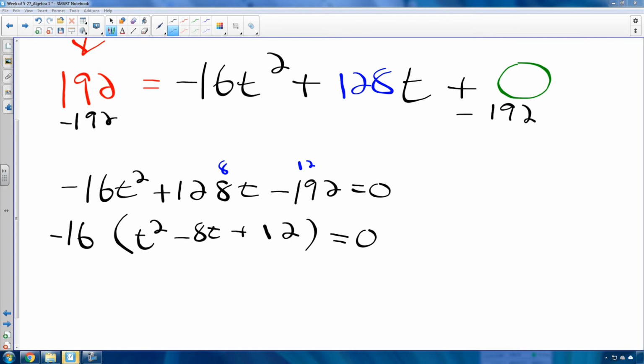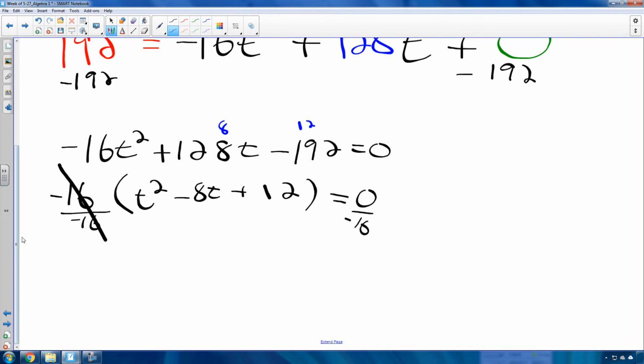If you want to clean the equation up, you can clean it up by dividing by the negative 16, right? You don't really need that. So you could divide both sides by negative 16, make it look a lot nicer. It's a lot less stressful when you look at an equation that looks like just this. t squared minus 8t plus 12 equals 0. That's a nicer looking equation. That's something we could solve pretty well.